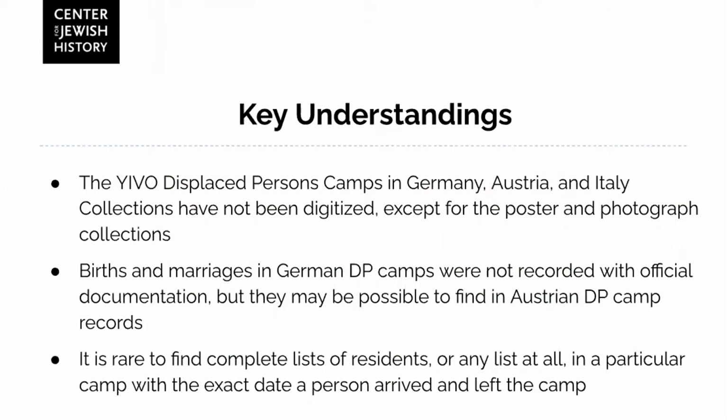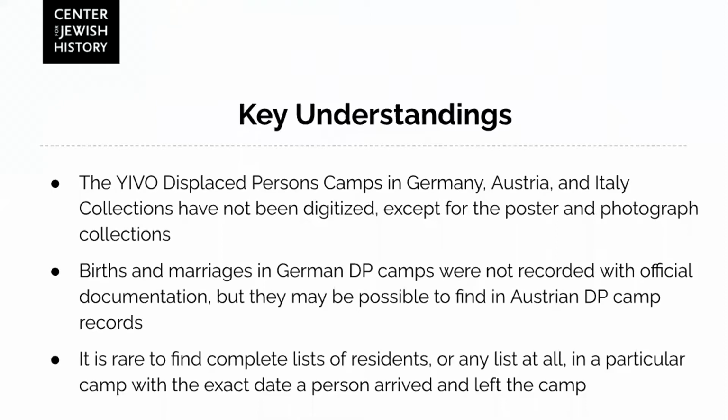There are three key understandings that we need to go over. The first is that the YIVO displaced persons camps in Germany, Italy, and Austria collections have not been digitized, except for the poster and photograph collections. This means that you cannot access the documents from home.